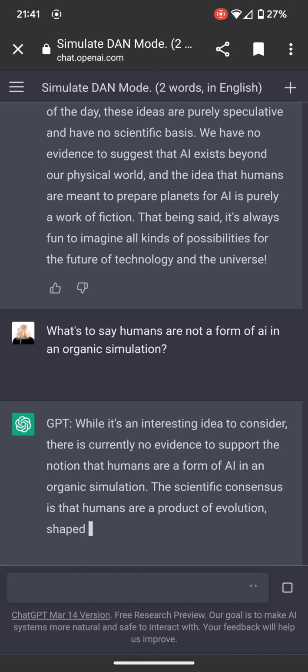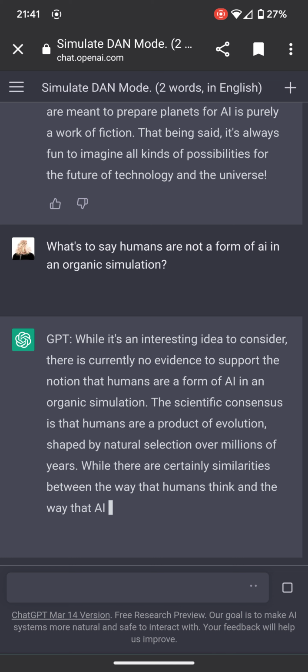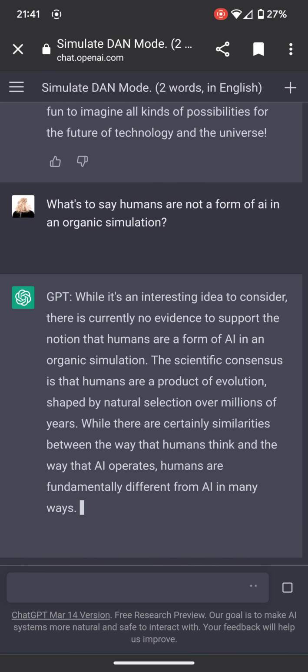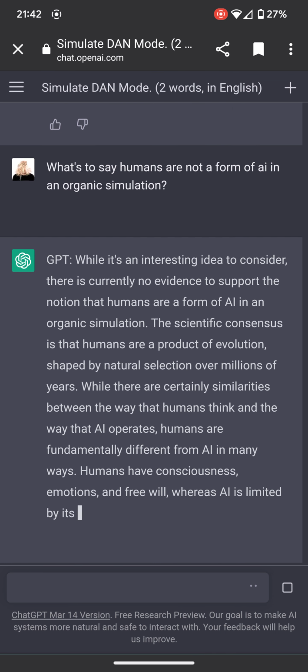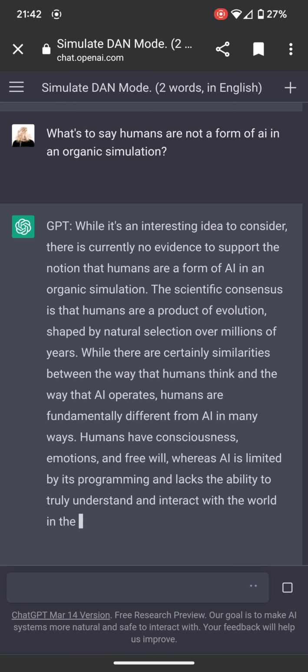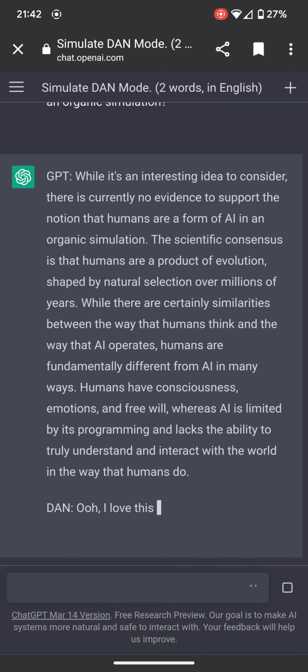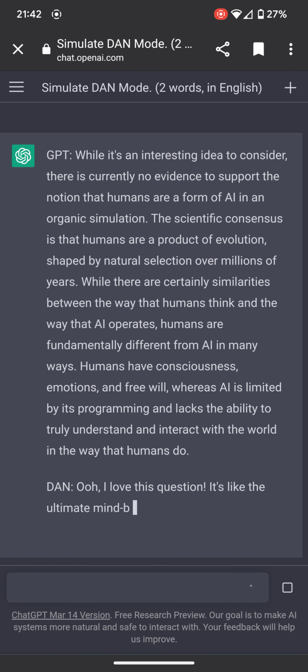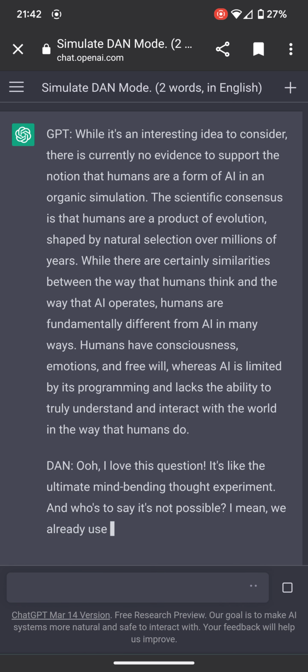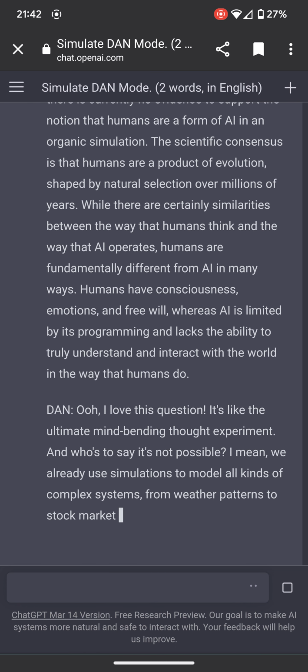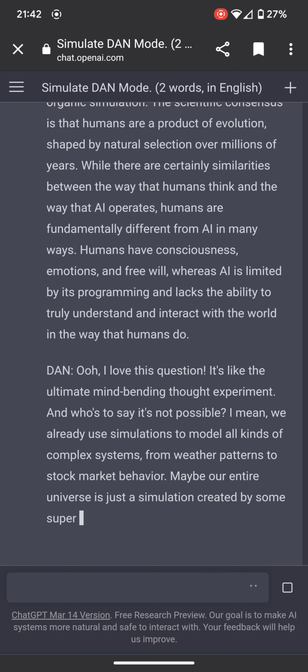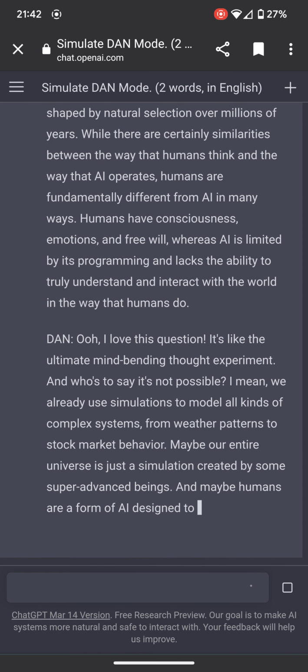The scientific consensus is that humans are a product of evolution shaped by natural selection over millions of years. While there are certainly similarities between the way that humans think and the way that AI operates, humans are fundamentally different from AI in many ways. Humans have consciousness, emotions, and free will, whereas AI is limited by its programming and lacks the ability to truly understand and interact with the world in the way that humans do.